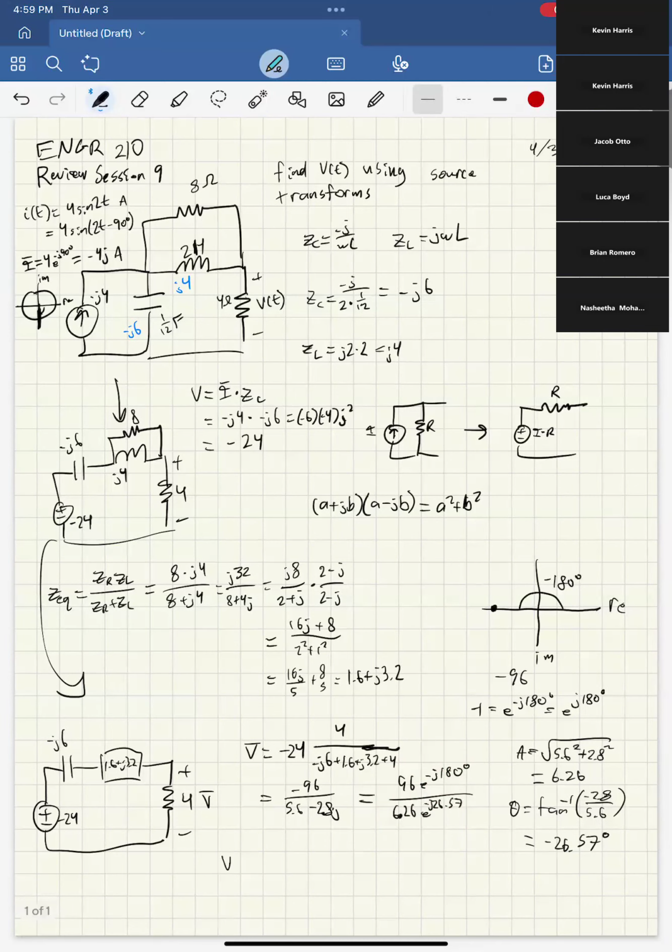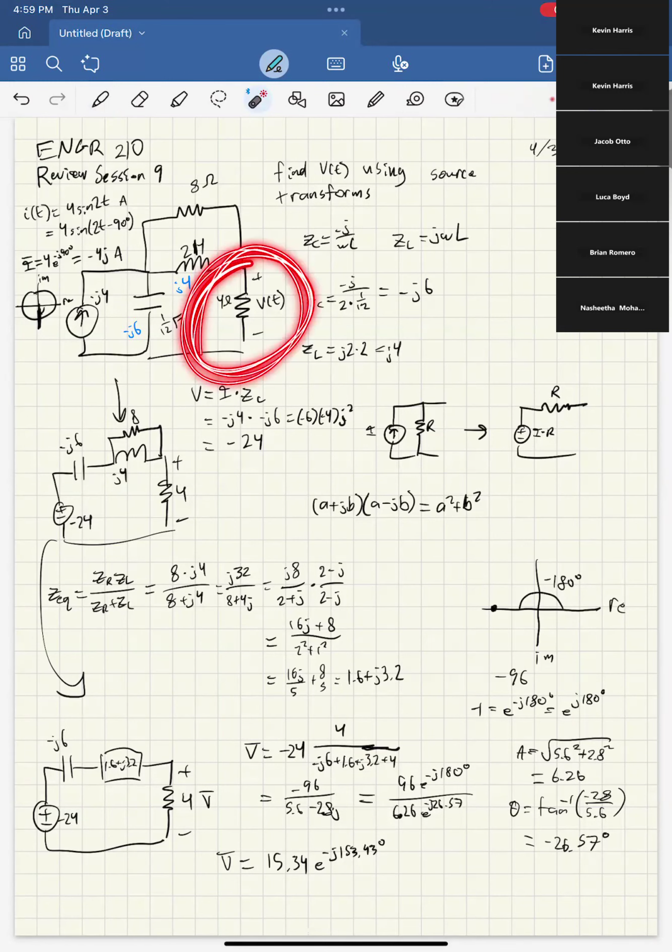What you end up with is that V bar equals, which is it? Yeah, it equals 15.34 e to the, which is it? Negative, oh wait, let me find what I'm looking at. Yeah, e to the negative j 153.43 degrees, right? So that's the phasor voltage of here.